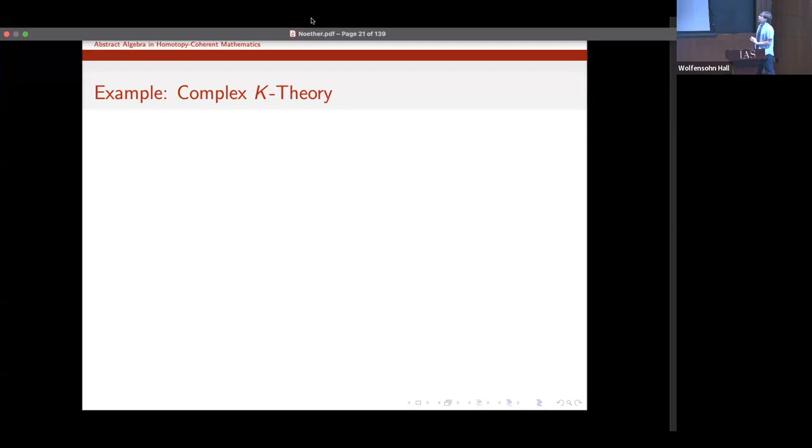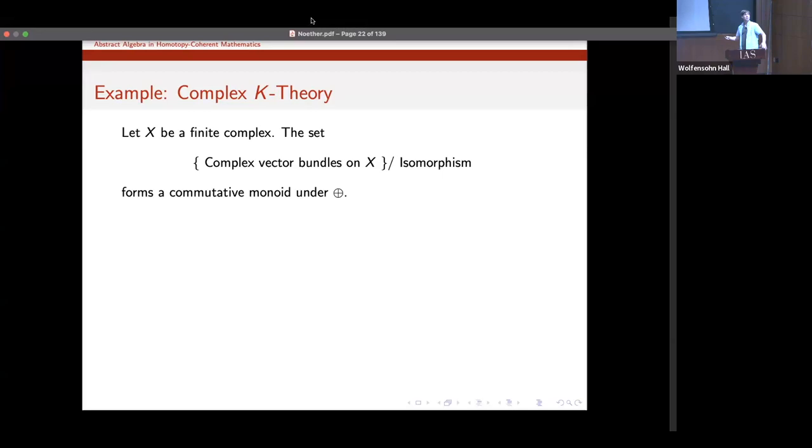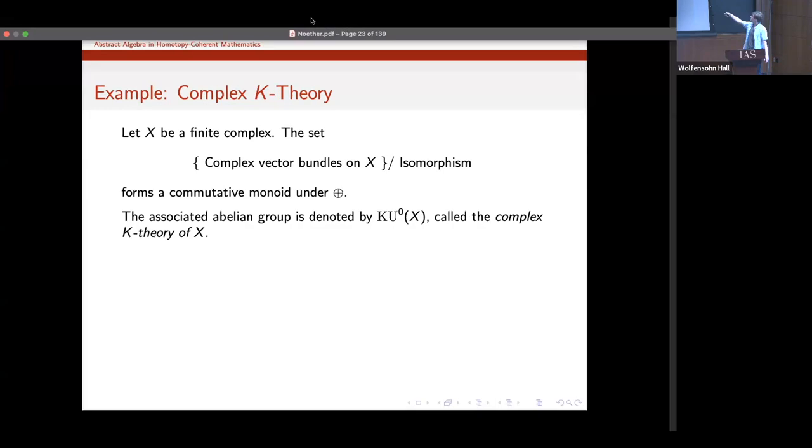Maybe the prototypical example of a cohomology theory that isn't ordinary cohomology is what's called complex K theory. So let's say that X is a nice space, like a finite simplicial complex or a compact manifold or something like this. Then you can look at complex vector bundles on X, and isomorphism classes of complex vector bundles form a commutative monoid where the operation is given by direct sum. And anytime you have a commutative monoid, you can form its Grothendieck group. You can just formally adjoin additive inverses. And in that case, you get a group which is often denoted by KU0 of X, called the complex K theory of X.